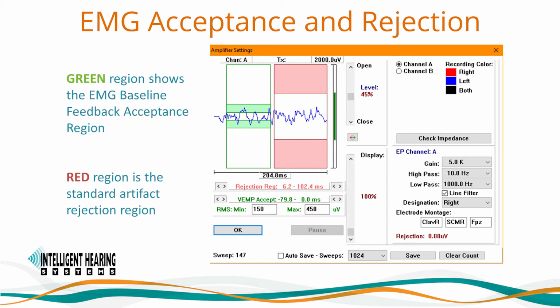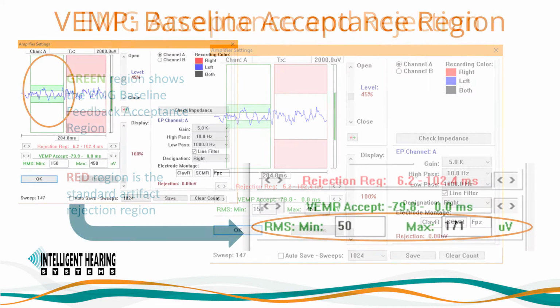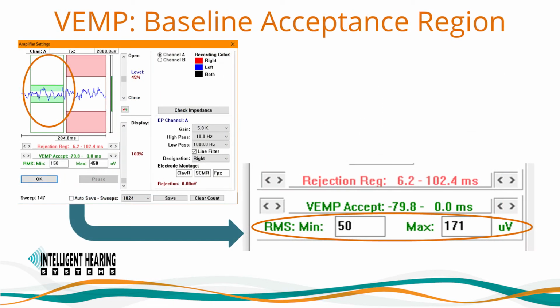Now let's draw our attention to the green and red shaded areas or regions on the screen. The green region shows the EMG baseline feedback acceptance region, while the red region is the standard artifact rejection region. Zooming into the VEMP baseline acceptance region, we can see that it is here where you define the start and end times and monitor the EMG feedback. Currently, the software defaults to the pre-stimulus region of negative 79.8 milliseconds to 0 milliseconds.